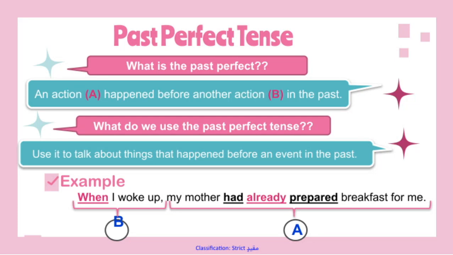Let's look at an example to understand the past perfect tense better. Imagine it's morning, and I wake up. Before I even got out of bed, my mother had already prepared breakfast for me. This shows that her action of preparing breakfast happened before I woke up.